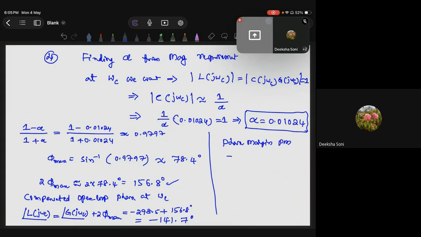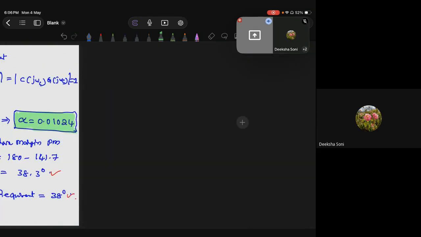Now the phase margin, PM, is 180 minus 141.7, which is 38.3. Our requirement is 38 only, so it is matching. That is how we are finding the alpha. We found alpha, and for that the phase margin came out to be 38.3, which is greater than 38. Next, we need to find T.